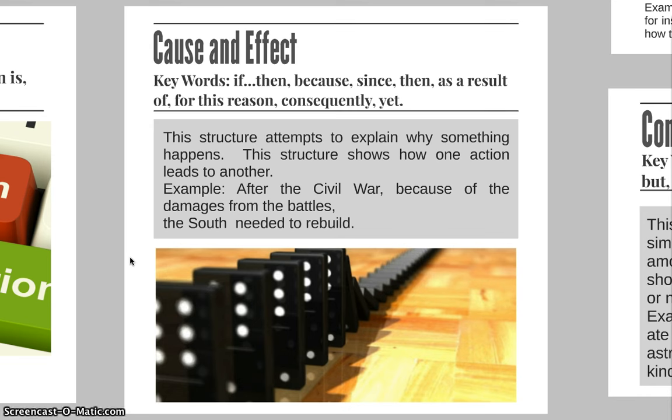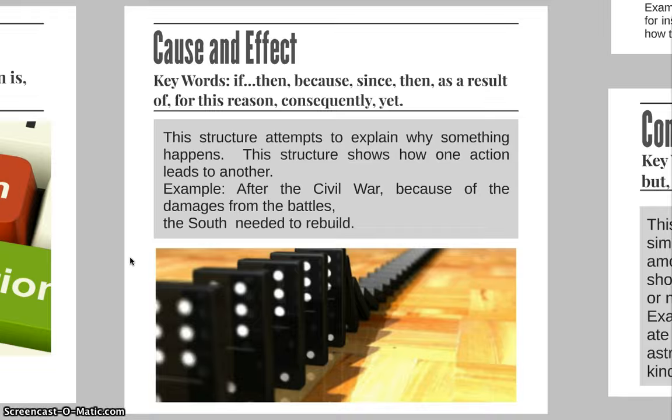So anytime you see keywords like if and then, because, since, then, as a result of, for this reason, consequently, yet. So anytime you're seeing something talking about history, where they're talking about how this happened and then this happened. So it's similar to problem and solution, except the solution isn't, the cause is, it's more talking about history. So this caused this to happen.